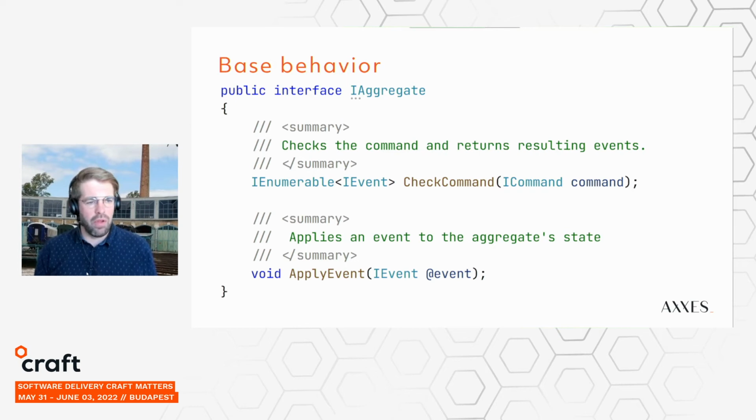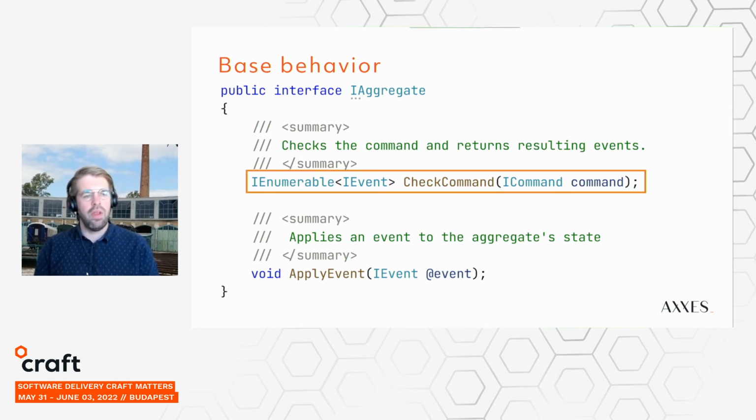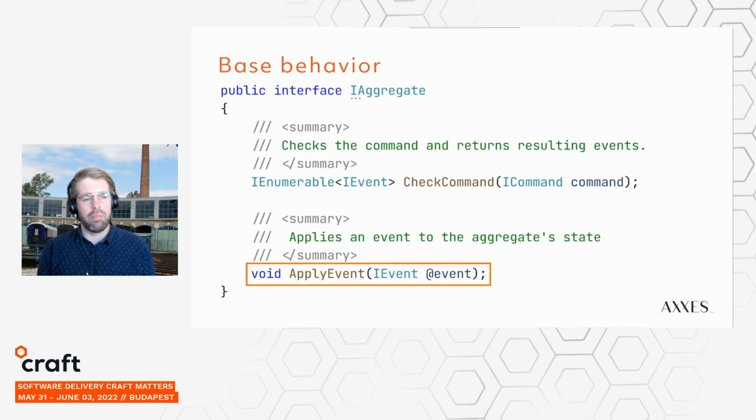So what I did for my aggregates in this demo is I made them adhere to this simple interface. And what I'm going to have is two methods. I'm going to have a check command method that would basically check which list of events would result from triggering a certain command, right? And this will not change the internal state of the aggregate yet. Changing the state will be done by applying the events.